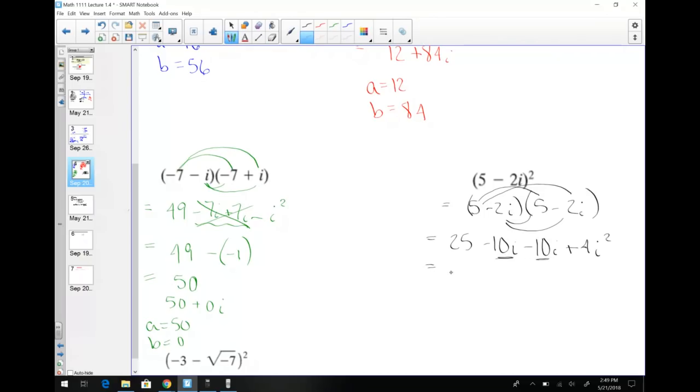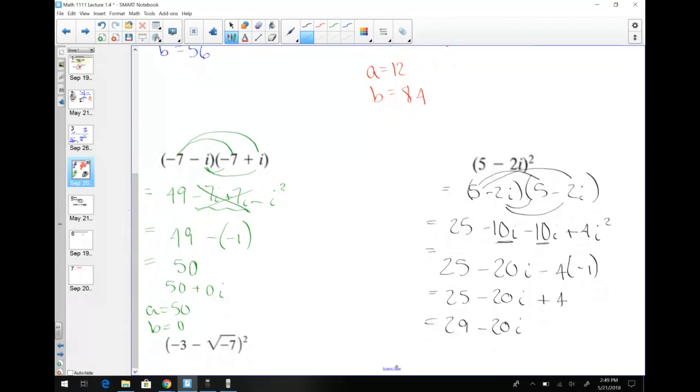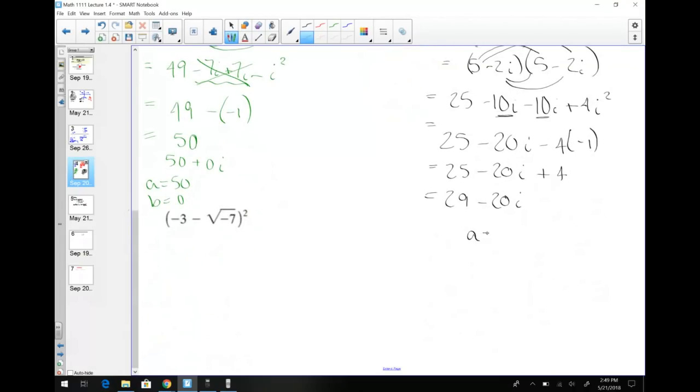This negative 10 and this negative 10 together, they do not cancel out. They actually add together to be 20. And then this i squared, remember, is a negative 1. So 25 minus 20i plus 4 turns out to be 29 minus 20i. And so here, if you were asked, your a is going to be equal to 29, and your b is going to be equal to 20.